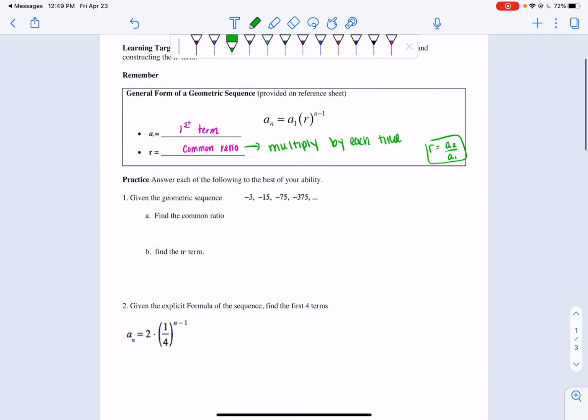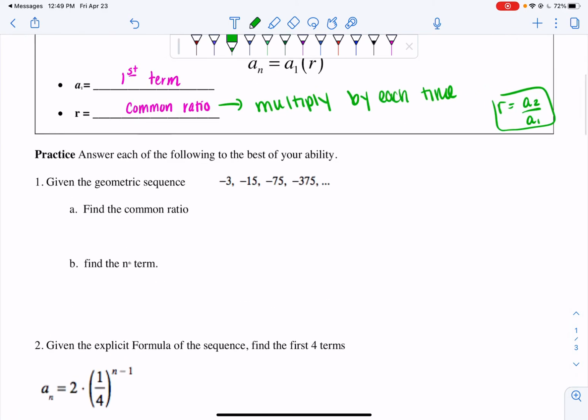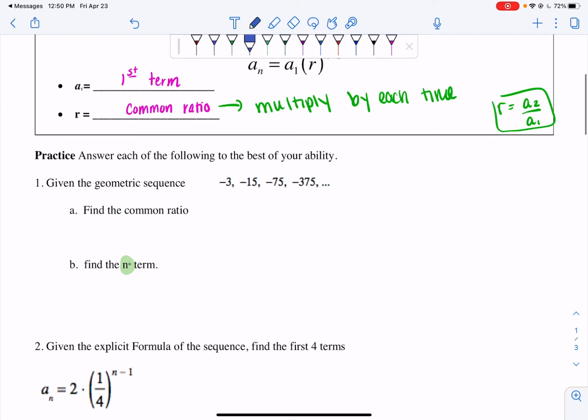So let's do some practice problems. Given the geometric sequence -3, -15, -75, -375, what we want to do is find the common ratio and find the nth term. Whenever we have this right here, we want to find out what the rule is. So for part A, I want to find out my common ratio. So to do this, I need to figure out what I'm multiplying by each time.